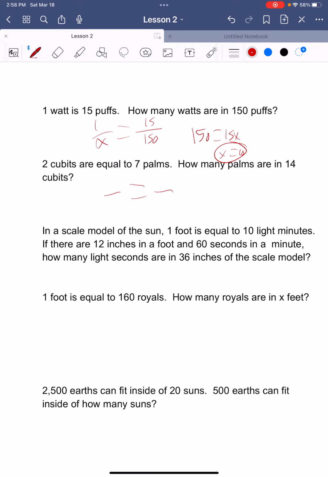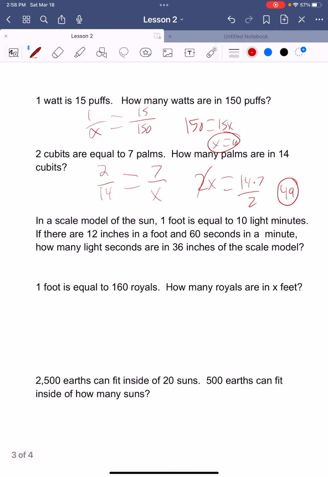So we want to create our fractions here. 2 cubits are equal to 7 palms. How many palms are in 14 cubits? So we have 2 cubits over 14 cubits is 7 palms over some number of palms. So if we cross multiply, we have 2x equals 14 times 7. So divide by 2. 14 divided by 2 is 7, times 7 is 49.